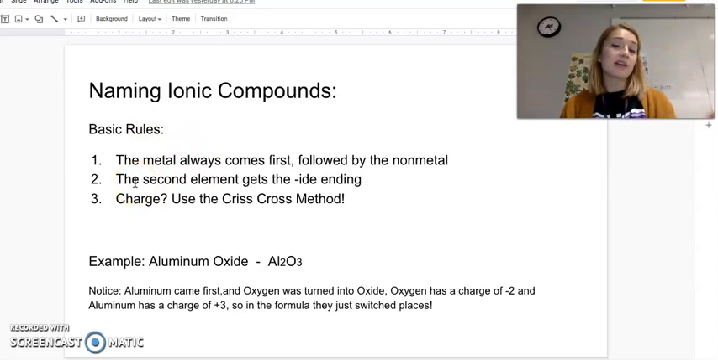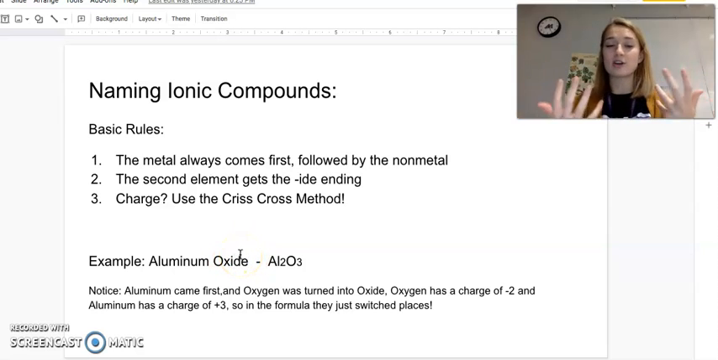Then same thing with covalent. The second element is going to get that IDE ending. So I have aluminum, right? That's my metal. Then I turned oxygen into oxide. So I just changed that ending, just the same as covalent.